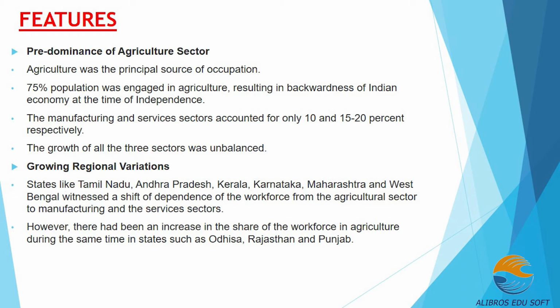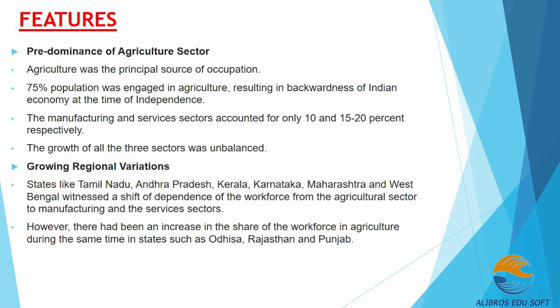There was no fixed rate or fixed plan for the implementation of plans and policies in each and every sector. Thereby an unbalanced growth was seen in all the three sectors, which is a major drawback in the occupational structure during the colonial time of the British in India. Next is the growing regional variations. This section also deals with the unbalanced, unorganized manner of occupational structure in British India.